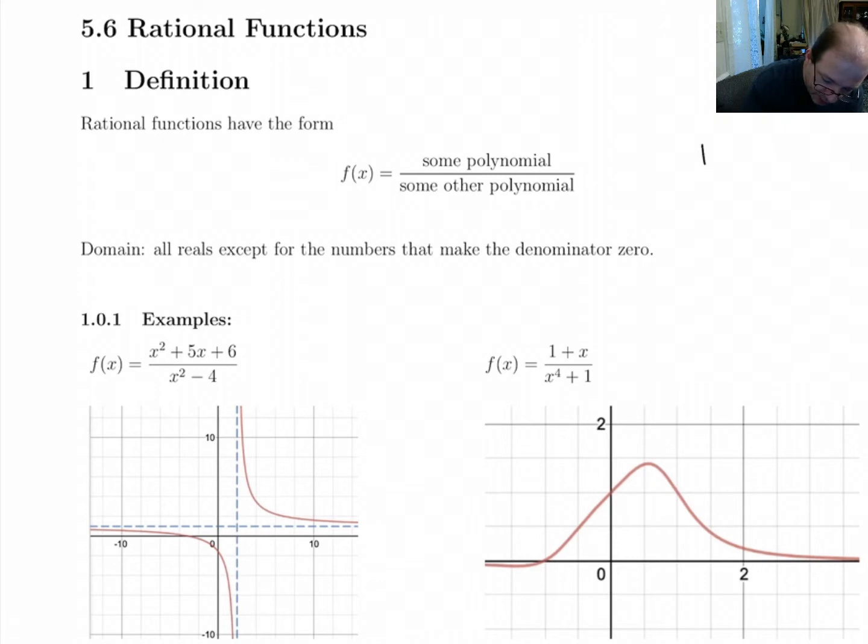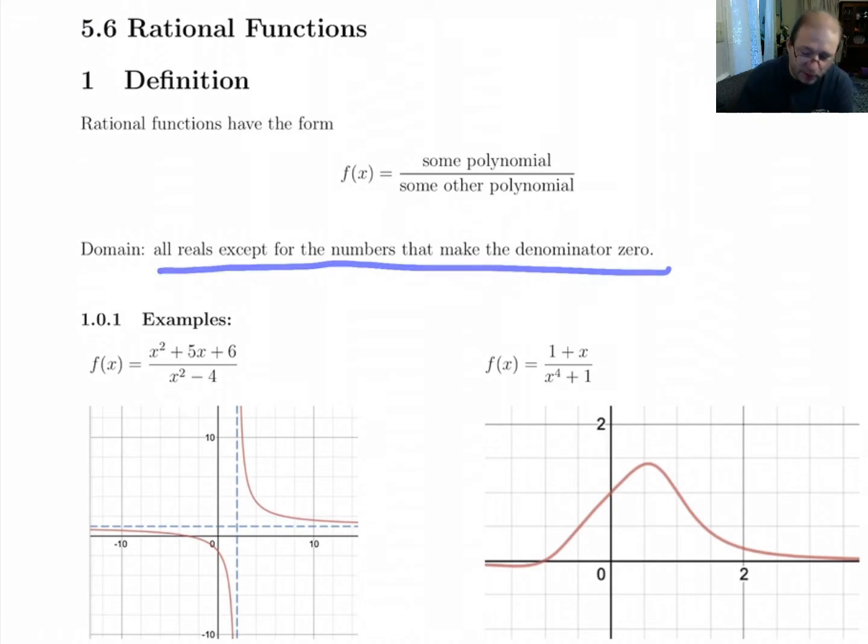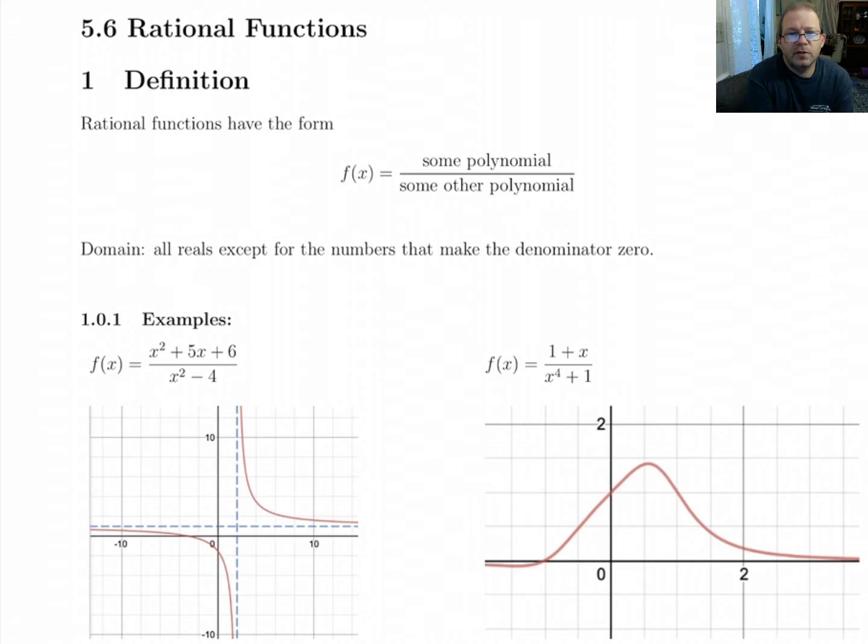But even if you had something like 1 over x squared plus x, that's also a rational function, because remember, you can consider a single number to be a polynomial of degree 0. So let's look at these. First up, let's look at the domain. The domain is going to be all reals except for numbers that make the denominator 0. Sometimes there might not be any numbers that make the denominator 0, but you have to check.